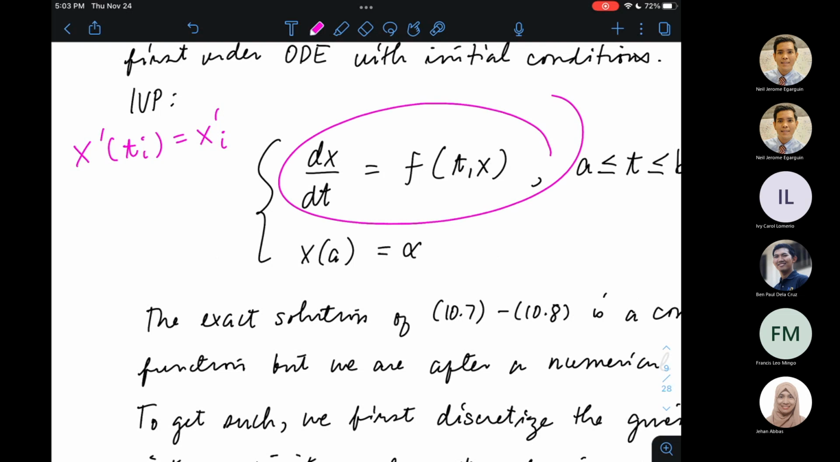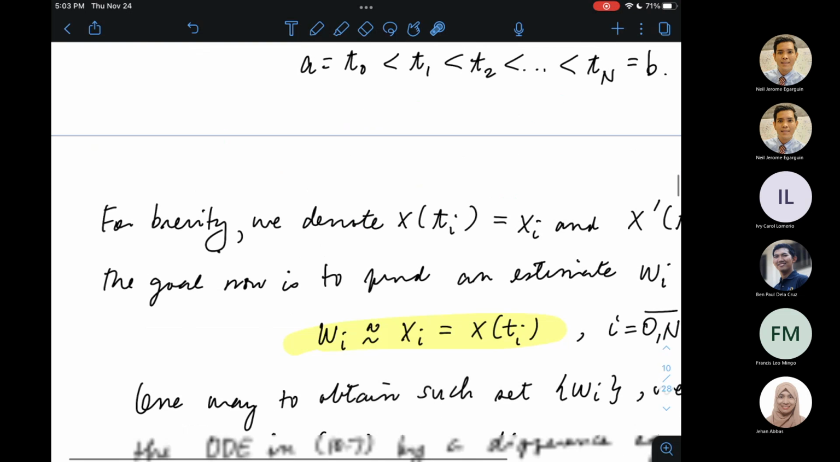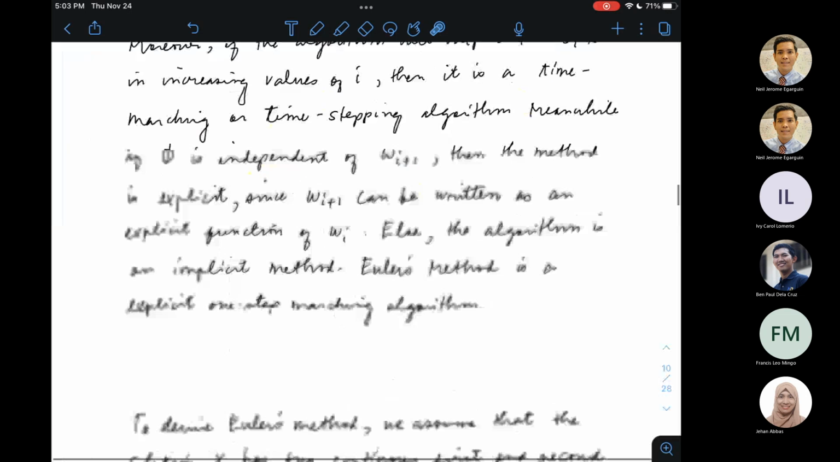But from this equation, x sub i prime is actually equal to f of t sub i comma x sub i. All right? So yung expressions na x sub i prime doon sa Taylor series expansion, pwede kong palitan ng f of t sub i, x sub i. And that's the beauty of having your differential equation in standard form. Kasi yung derivative dun sa Taylor series expansion, pwede mong palitan ng function value under the function little f. All right? And that's what I did to get equation 10.10.